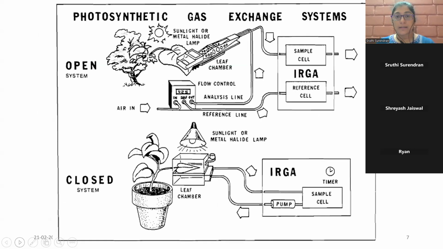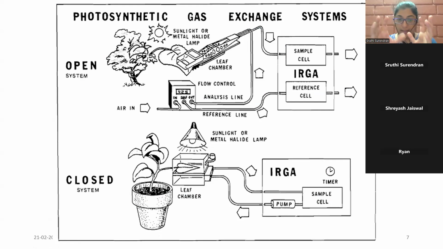Now, leaf gas exchange or photosynthetic gas exchange systems are majorly of two types. One is the open system, another one is the closed system. Let me talk about the closed system first. In a closed system, we keep a leaf inside a transparent chamber, and it is exposed to light. So some amount of photosynthesis happens.